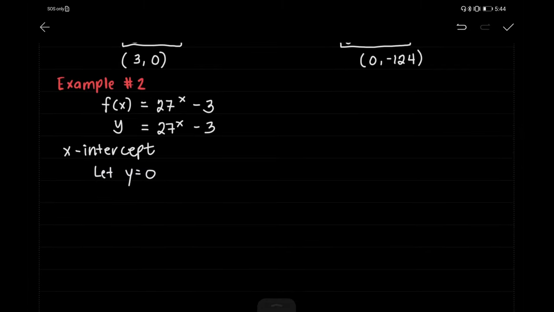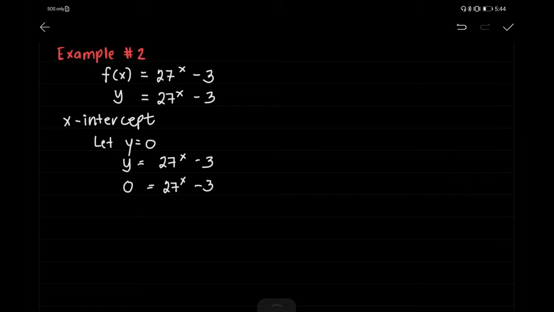So here, if this is our function, y is equal to 27^x minus 3. So ang y natin, gawin natin siyang 0, which is equal to 27^x minus 3. So in this case, guys, solve for the value of x. Lipat natin sa kabila itong negative 3, so magiging positive 3, which is equal to 27^x.